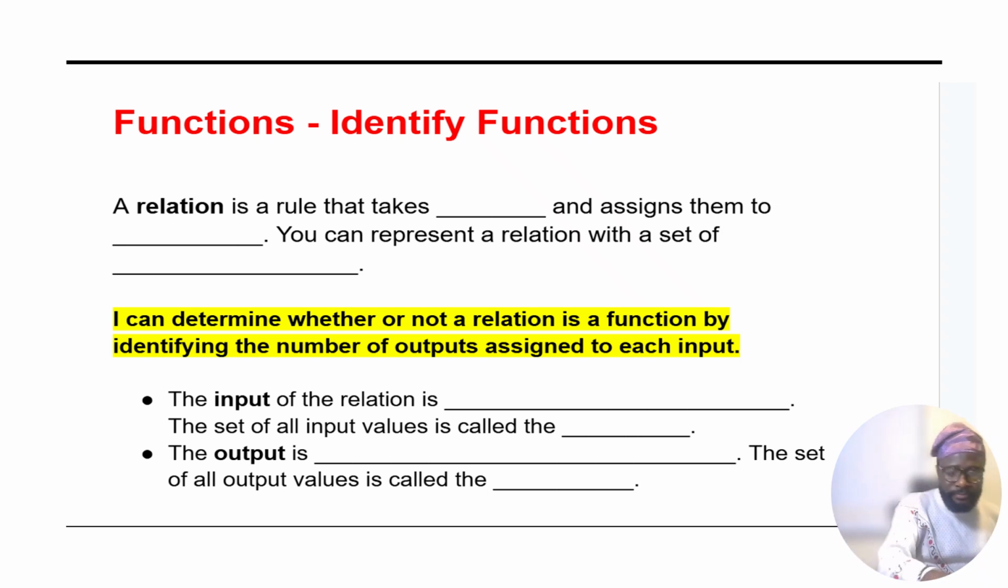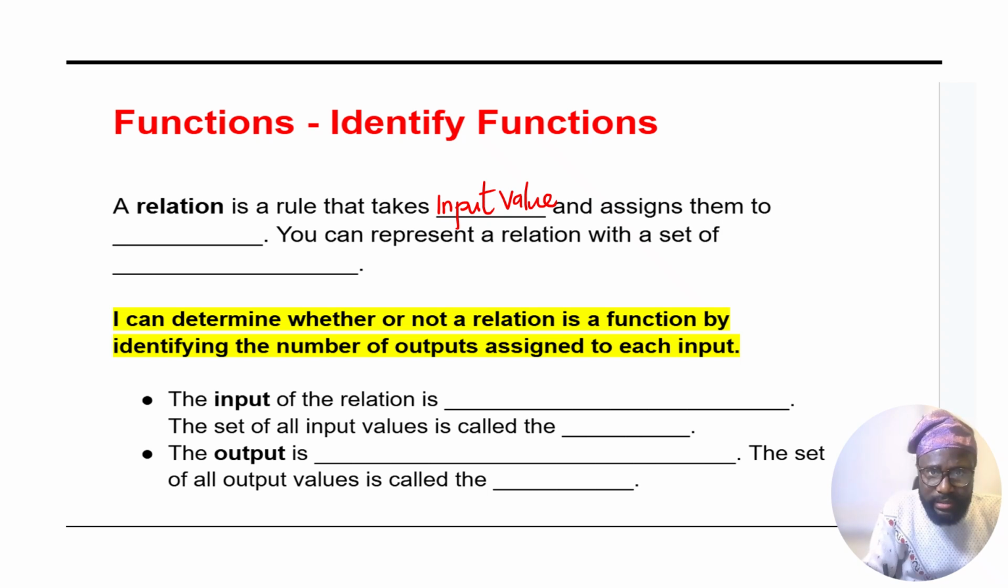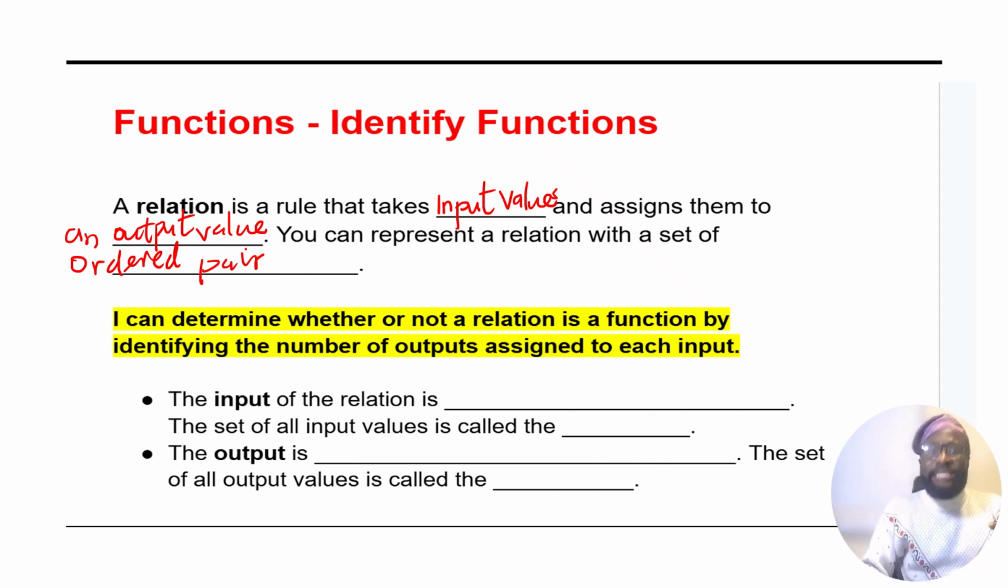So that's basically what we are talking about. Let's quickly run through the notes. I'm going to pick my pen. A relation is a rule that takes input values and assigns them to output values. You can represent a relation with a set of ordered pairs. I'm still going to talk about ordered pairs as we go on. I can determine whether or not a relation is a function by identifying the number of outputs assigned to each input.